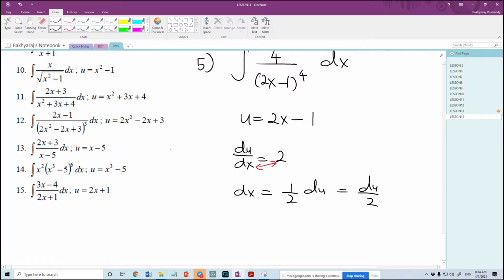Okay, next. Once we change, now we substitute. We go back into the substitution: integrate 4 over, it's supposed to be u power of 4, dx. So dx we need to substitute as times 1 over 2 du. Here in this part I substitute u, and this one I substitute as du.